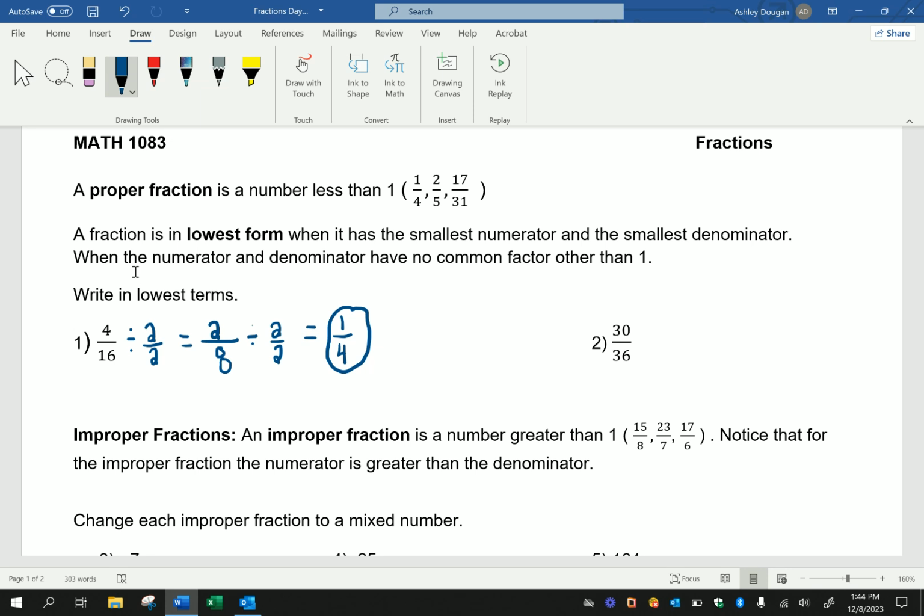It's okay if you don't, like the first time we divided by 4, that was the largest factor that they had in common. So it's okay if you don't pick the largest one. You may just have more steps to get to the same answer.